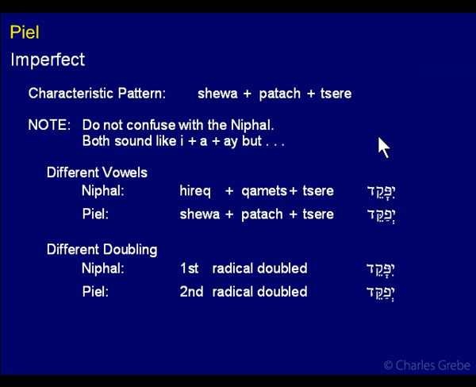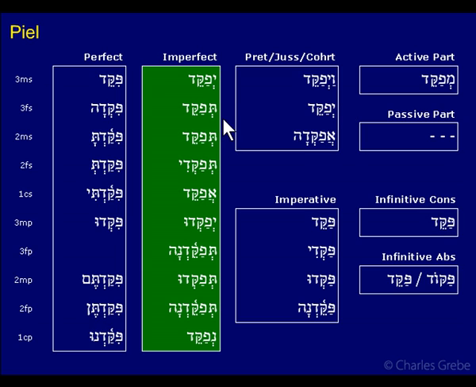Okay, what else do I want to say about imperfect? The characteristic pattern, the characteristic vowel pattern is shava, patach, plus tsere. What do I mean by that? I mean this here. Shava, patach, tsere. And these other forms that derive from this as well.